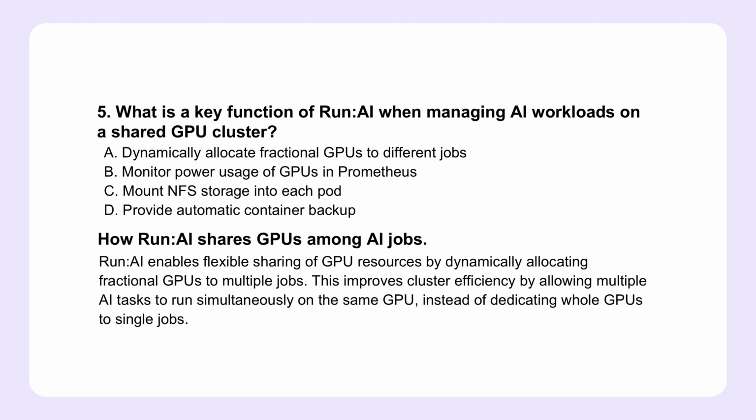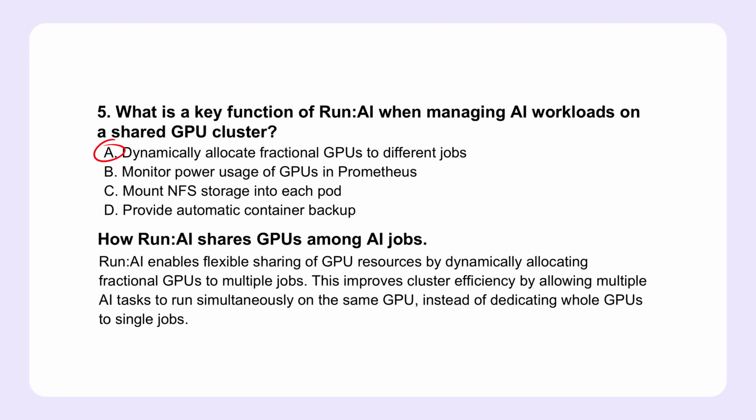Sharing those resources efficiently. Yeah, Run.ai tackles this head-on. Its key function is really about dynamically allocating fractional GPUs. So traditionally, if your job needed any GPU, it might lock up a whole, very expensive card, even if it only needed, say, 20% of its compute power or memory. Which seems wasteful. Totally wasteful.